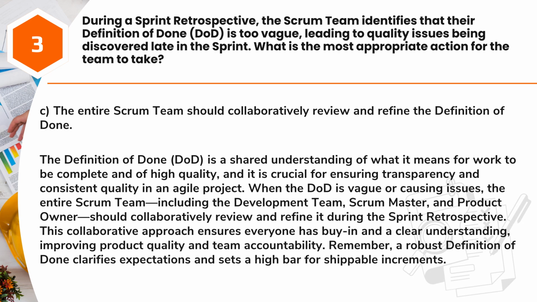When the DoD is vague or causing issues, the entire Scrum team, including the development team, Scrum Master, and product owner, should collaboratively review and refine it during the sprint retrospective. This collaborative approach ensures everyone has buy-in and a clear understanding, improving product quality and team accountability. Remember, a robust definition of done clarifies expectations and sets a high bar for shippable increments.